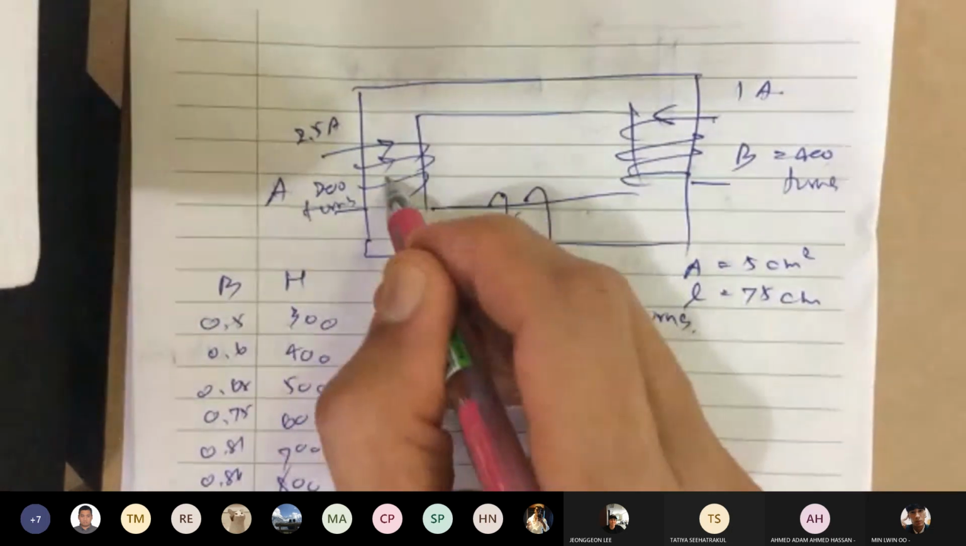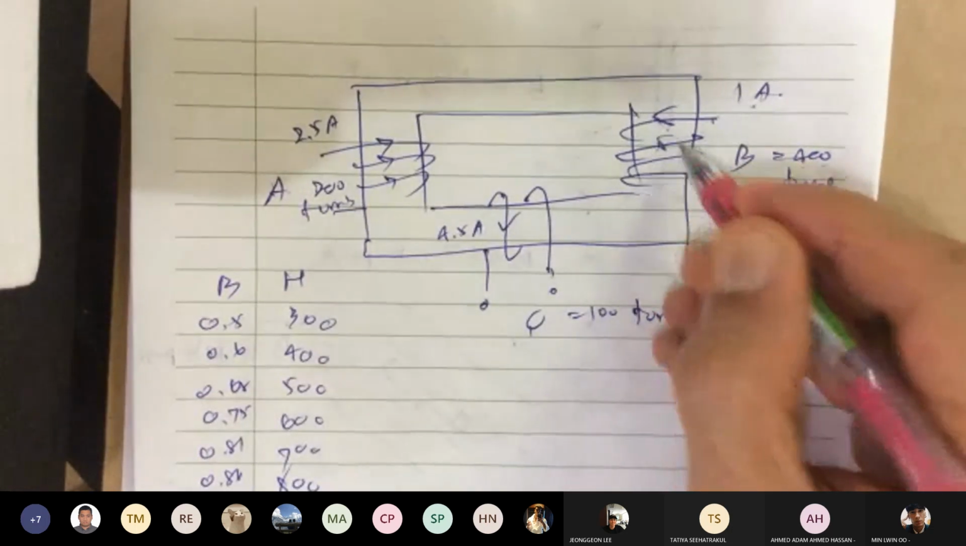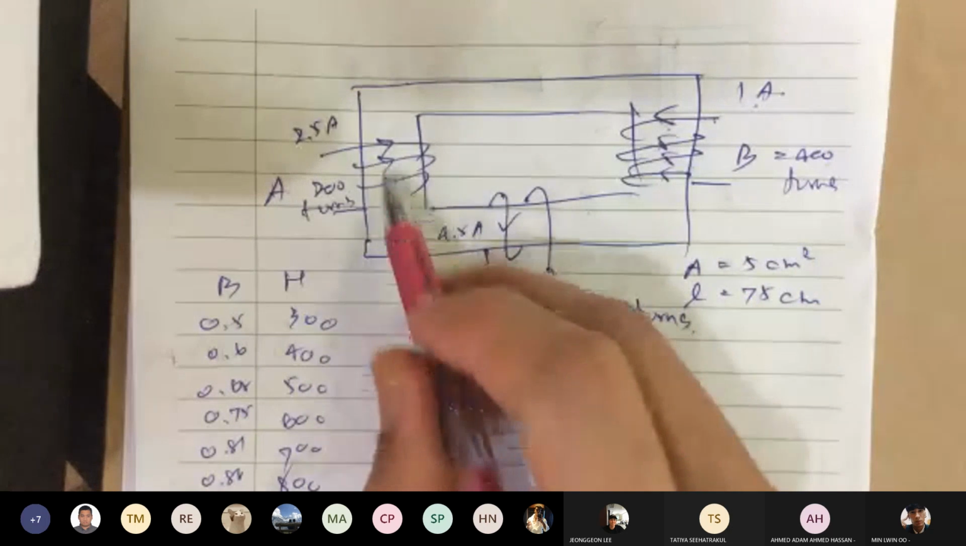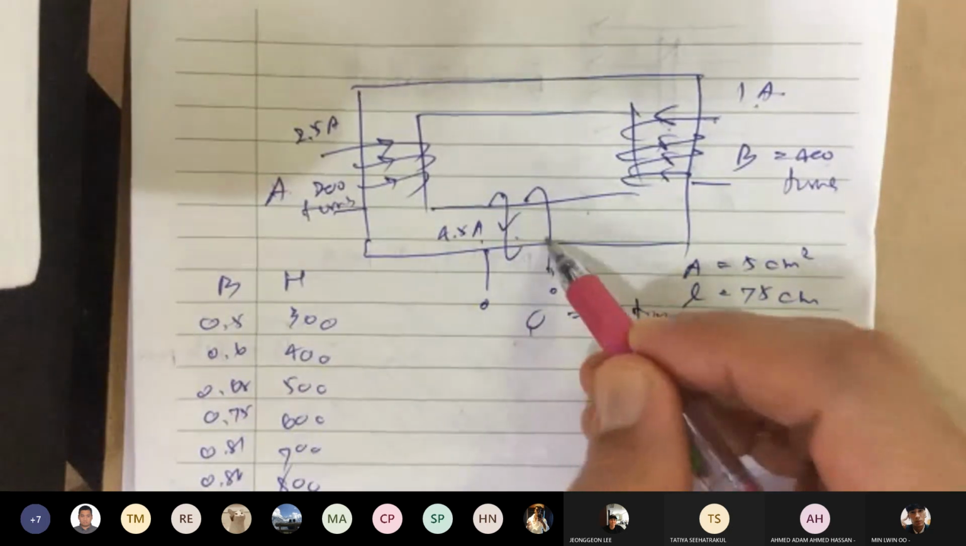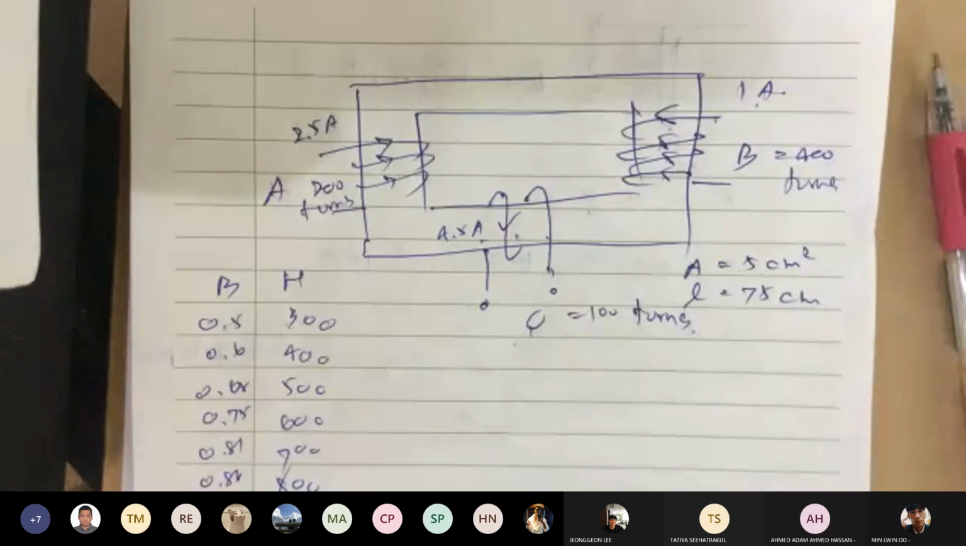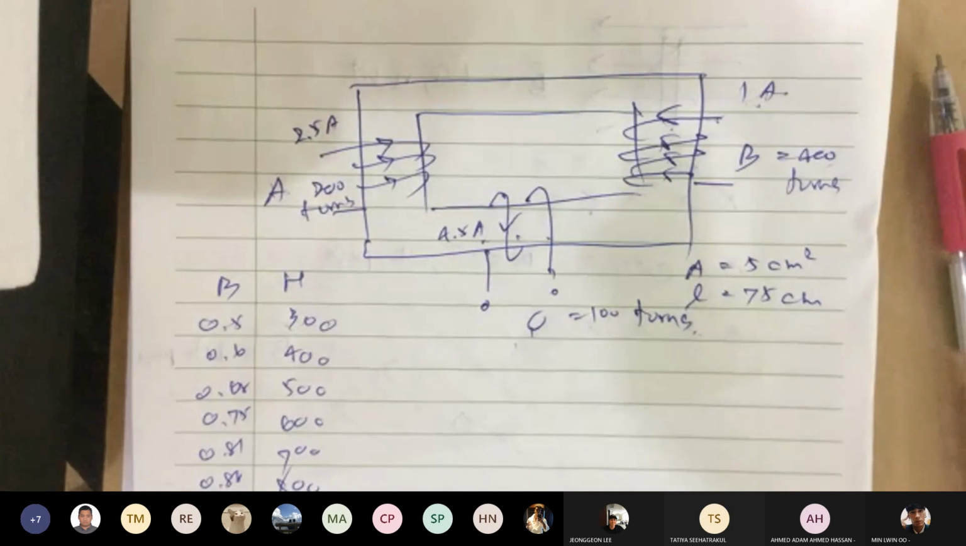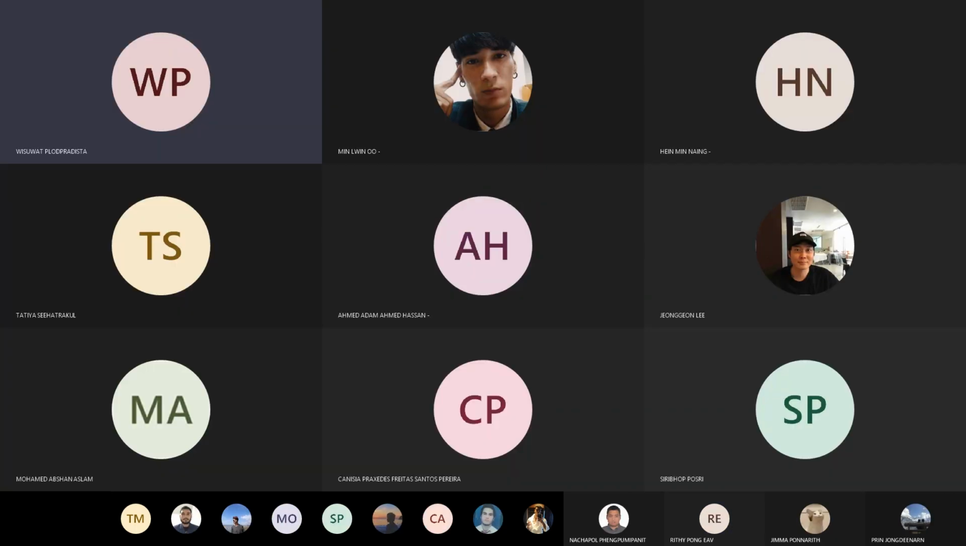Okay. B has 1 amp with another arrow. Only one is shown, but you should know it's the same direction. C again is shown with the arrows. Okay. What do you want to find? I forgot. What is the problem asking for? Net flux direction and magnetic flux in the core.